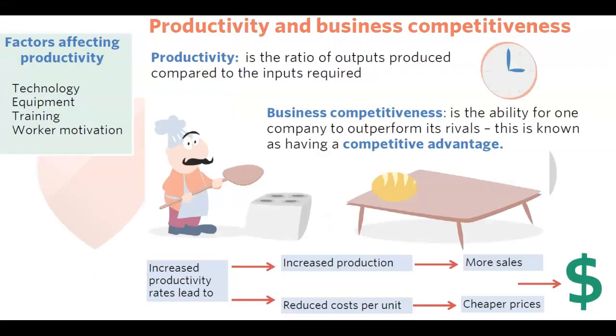And here's another way of looking at it through Ed Rollo. We're looking at productivity and business competitiveness. Productivity, as we've just spoken about, is the ratio of outputs produced compared to the inputs required. And then you relate that to the effectiveness of the organisation. That has to relate back to business competitiveness. How do you compete against your competitors in the marketplace so you have a competitive advantage?